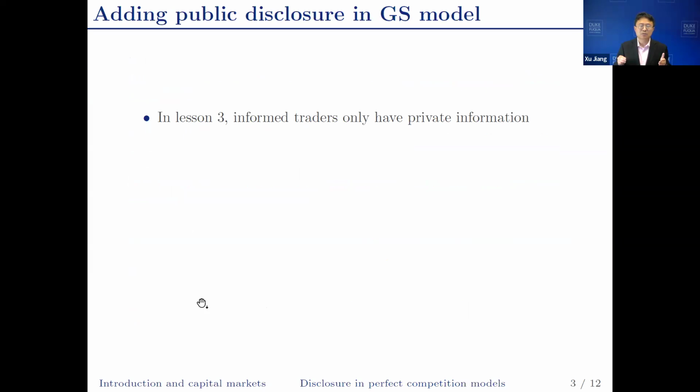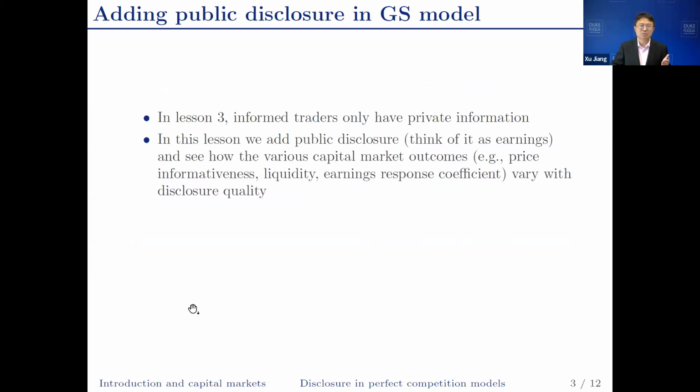Last class, we discussed the Grossman-Stiglitz model, which is a model of perfect competition. However, there is no disclosure in that model, so we cannot address how disclosure quality affects various capital market outcomes. This is what we're going to do in this lesson. We incorporate public disclosure into a Grossman-Stiglitz model and see how various capital market outcomes vary with disclosure quality.